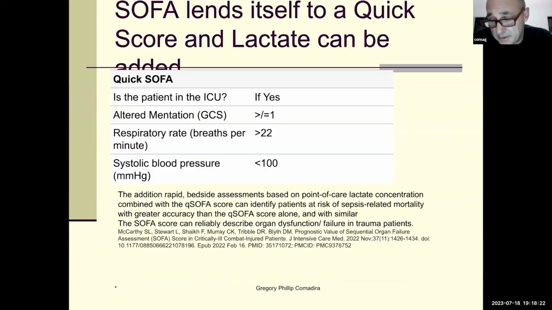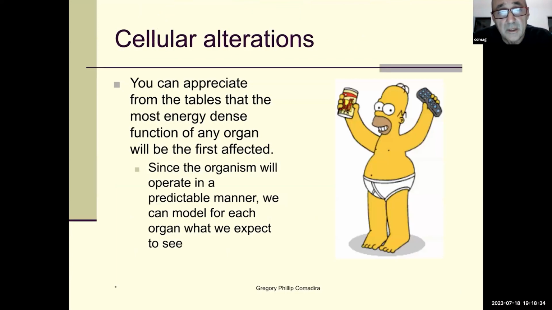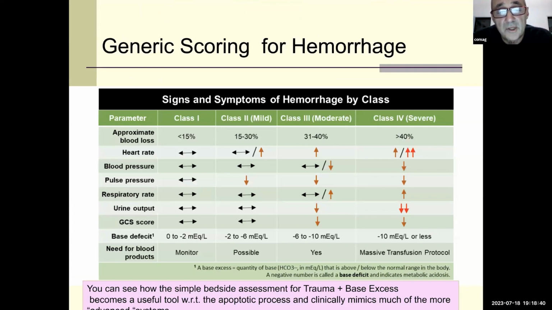Next slide. This is a quick SOFA score. Next slide, and this is the one in the wards that you will see in some of your hospitals. Next slide. This now becomes, nope, go back one. This now becomes what we have for trauma.